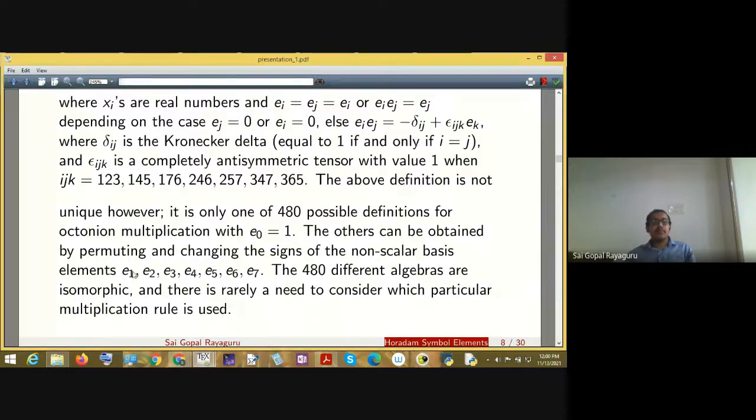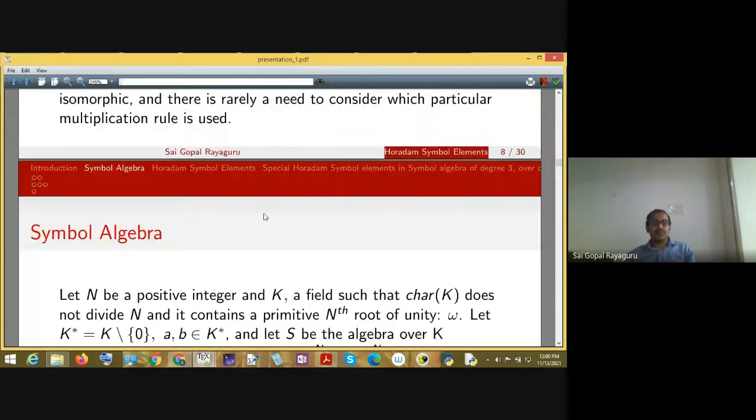So obviously, with the permutation of these values E1, E2 up to E7, because I have taken E not equal to 1, so taking E not equal to 1 and permuting these 7 elements, or we can say the roots E1, E2 up to E7, 480 different octonion algebras can be defined, although all of them are isomorphic.